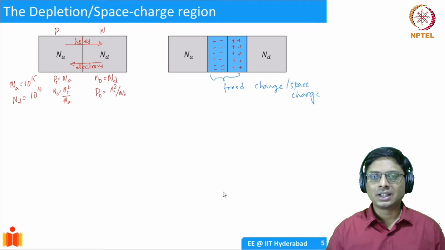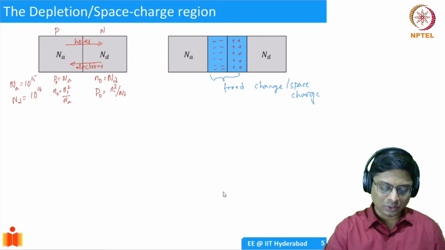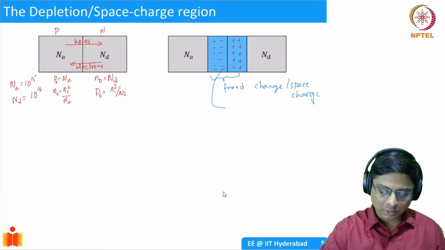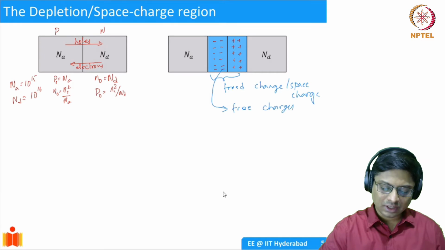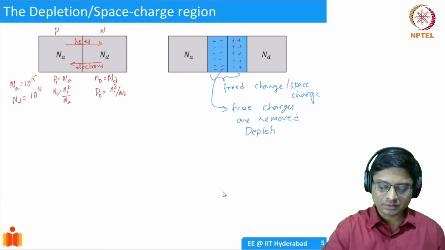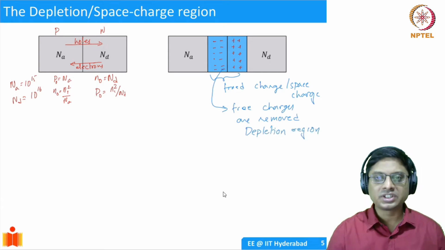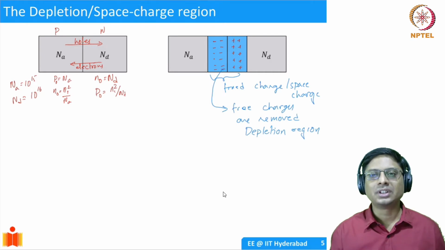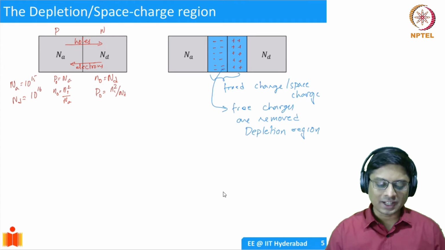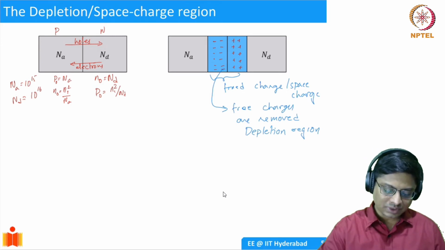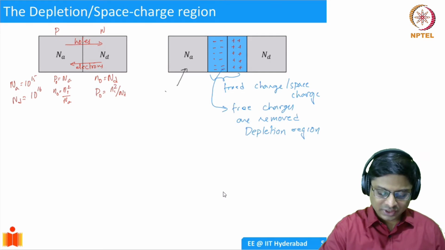And another aspect to think about is, since we have removed electrons and holes from here, this region, in the blue, has free charges removed, right? Hence, we also call it the depletion region. So the free charges are depleted. Depletion means reduced. So in this case, you don't have any free charges, so you have a depletion region without free charges. Whereas, if you look at this region, we call this a quasi-neutral region.